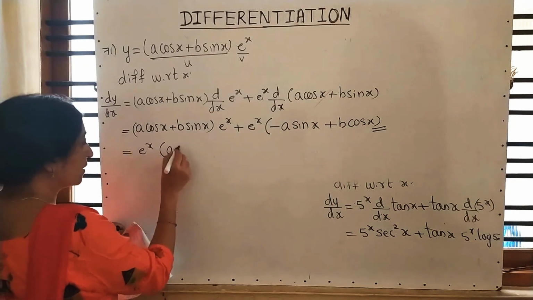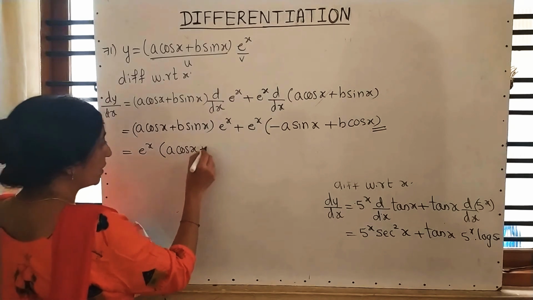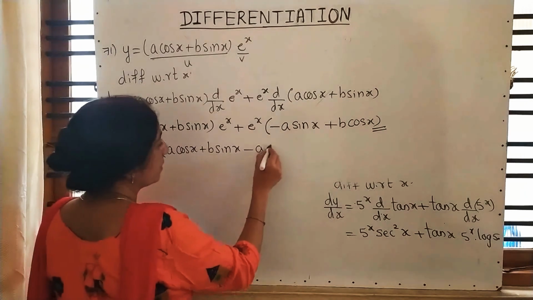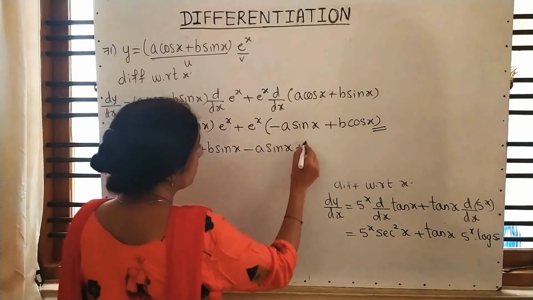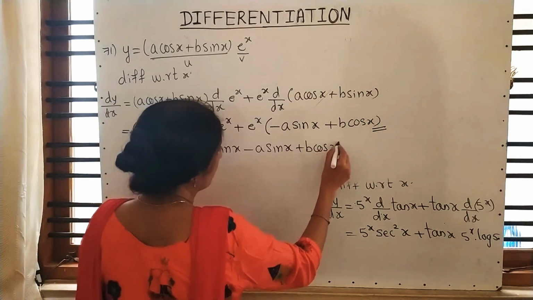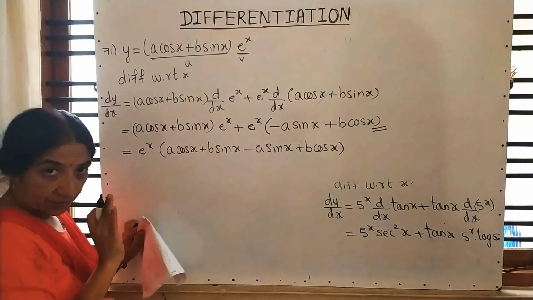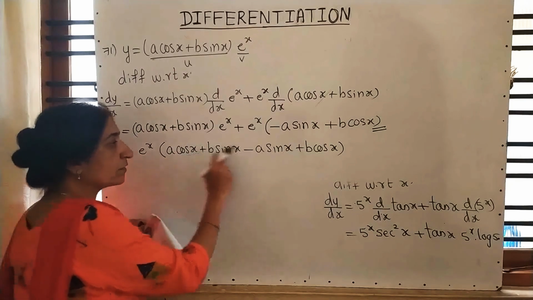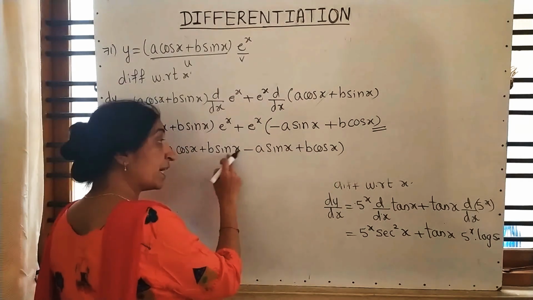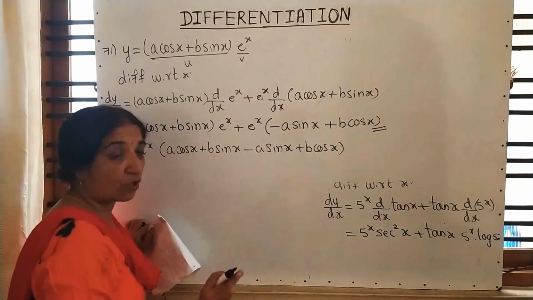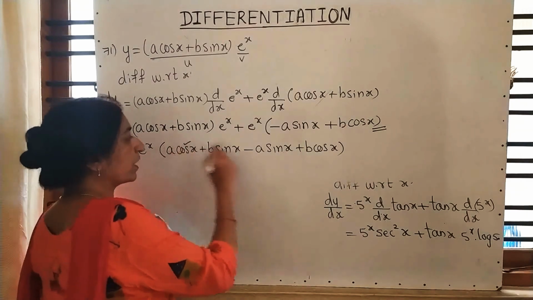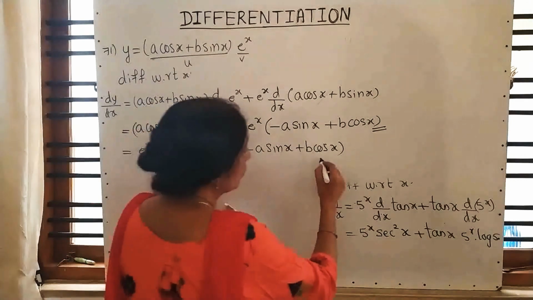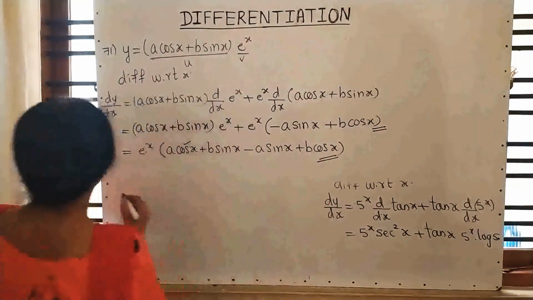In the bracket, a cos x plus b sin x minus a sin x plus b cos x. Here also the terms are not cancelling, students, because this is a cos x, this is b cos x. b sin x minus a sin x. The terms are not cancelling. So again, if you want, you can take cos x common, here sin x common. The calculation is left with you, or you can stop it here only.